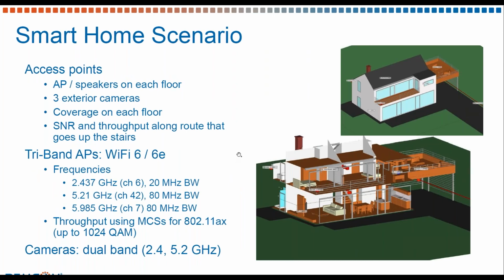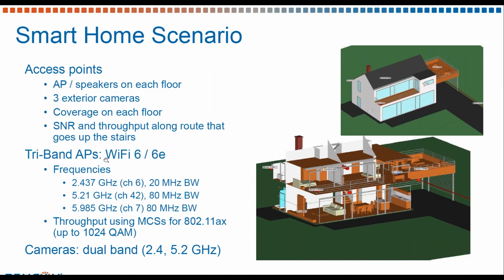The smart home scenario itself is designed using access points. These are the smart speakers that we had looked at in the earlier XF project. So these smart speakers are access points. And we have one placed on each floor of the house, as well as 3 of the exterior smart cameras. We also have a look at general coverage on each floor, as well as SNR and throughput along a receiver route that goes up the flight of stairs in the back here. So we can take a look at the change from going to the first floor to the second floor in terms of how both of the access points are reaching that.